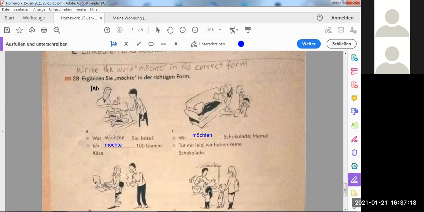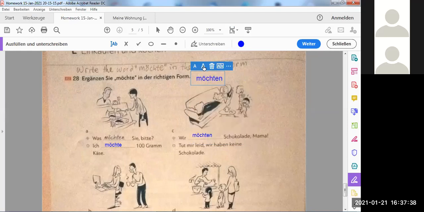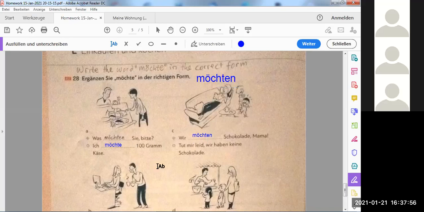Achtung, 20. Ergänzen Sie möchte in der richtigen Form. Put it in the correct form. Remember, the original is möchten. Okay. Möchten. Here. Then from here we can build. Ich, du, sie, ihr, sie. Okay, you know what I'm talking about. So, was möchten Sie bitte? Was möchten Sie bitte? This is respect.